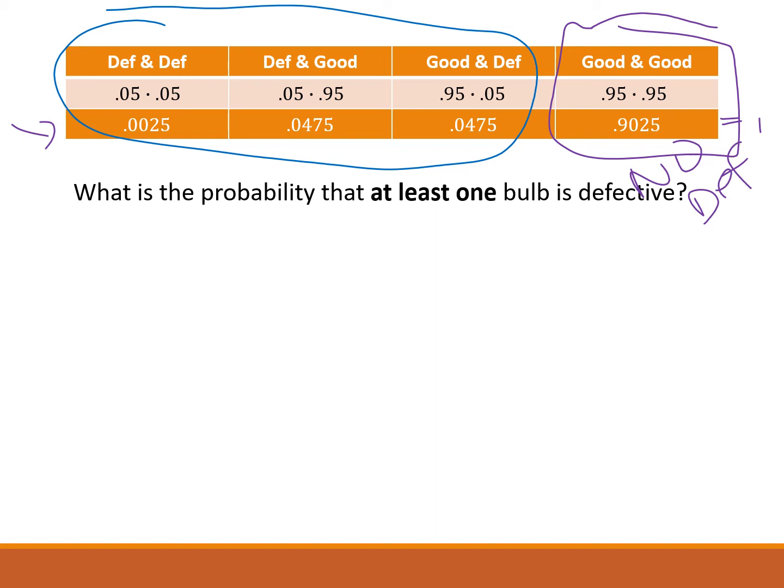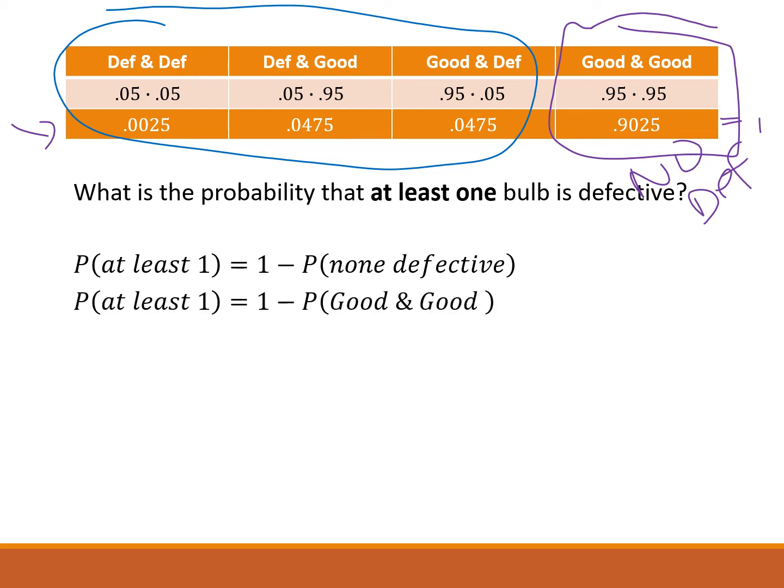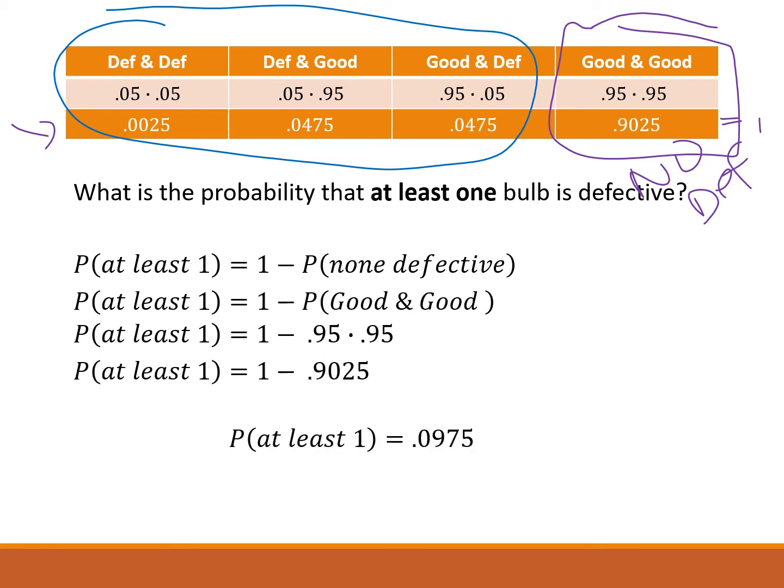What is the probability that at least one bulb is defective? So the probability at least one bulb is defective is 1 minus the probability of non-defective. Or you can think about it as 1 minus the probability of good and good, because that's what I'm taking away to use all the defective. Well, the probability of being good is 0.95 times 0.95. I subtract it, and I get the exact same answer as for adding the rest of them.